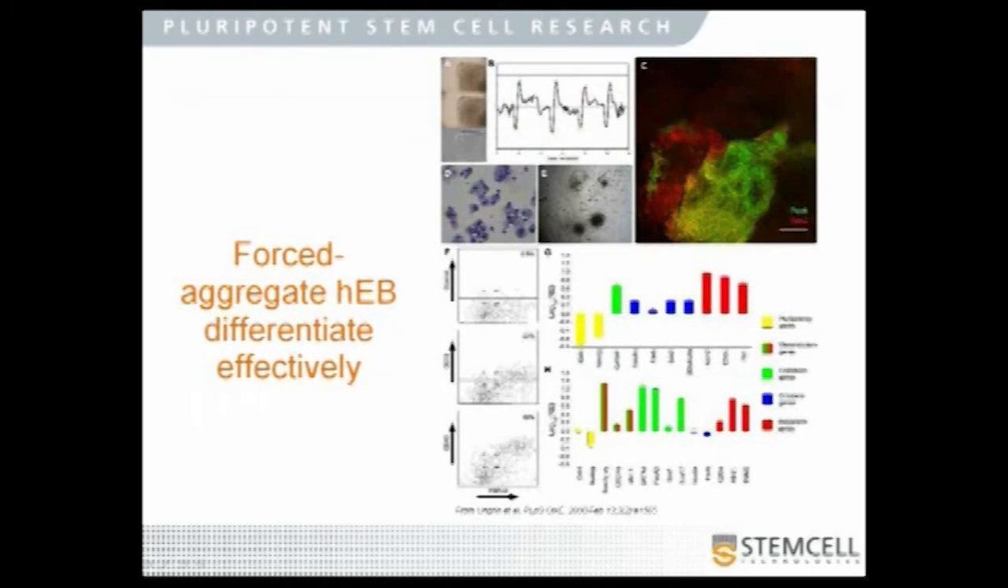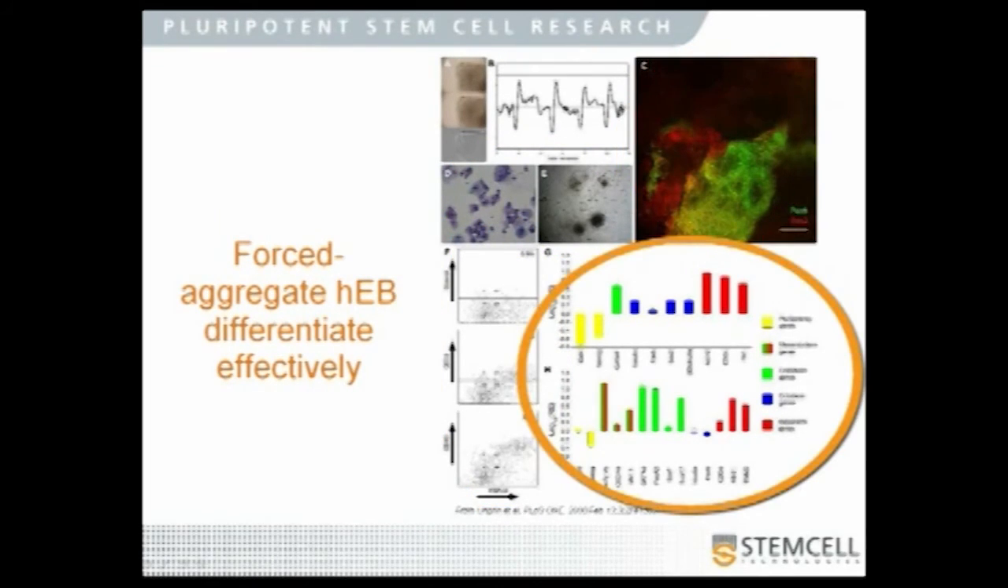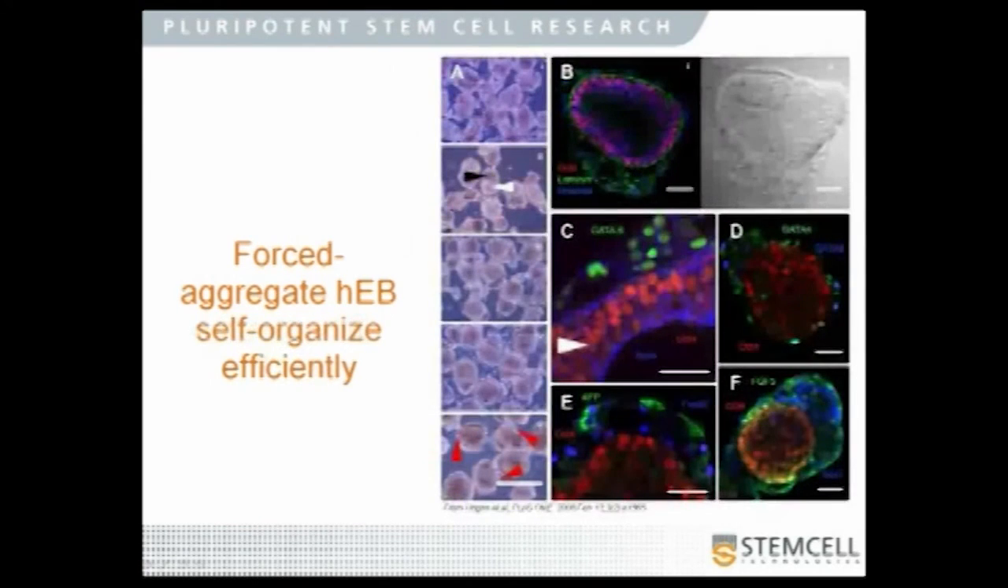So now just some data from our original paper on this that came out earlier this year. Forced aggregate human EBs differentiate effectively. So here's cardiomyocyte differentiation, hematopoietic differentiation, neural differentiation, and then these two panels here show QRT-PCR data showing upregulation of markers from all three germ layers. And back to the original motivation for developing this technology, forced aggregate human EBs self-organize efficiently.